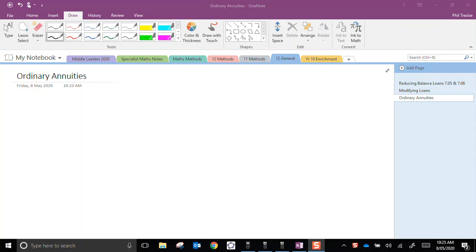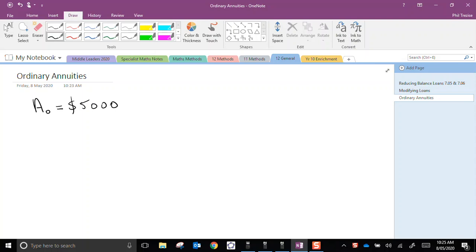Hi everyone, this is a short little lesson here about how to do an ordinary annuity calculation. So we have a question where we have an initial investment of $5,000. This is deposited into a savings plan or an investment annuity.